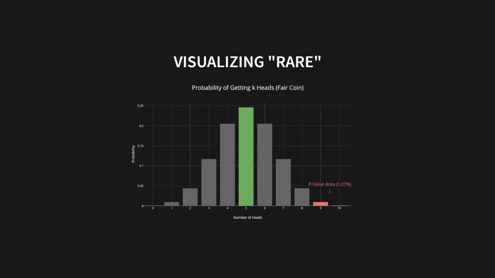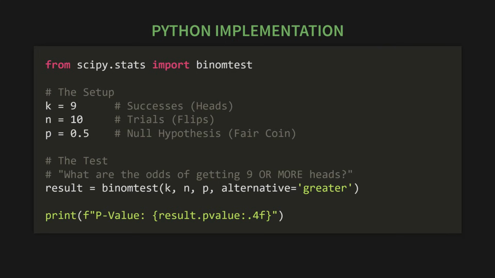Of course, in the real world, you're not doing this with a calculator. You're using code. Here's how you'd solve this exact problem in Python. First, the setup. We set k equals 9 for our successes, or heads, n equals 10 for the total trials, or flips, and p equals 0.5, which is our null hypothesis of a fair coin. Then we run the test. We use the function binom_test from scipy.stats. We pass in k, n, and p.